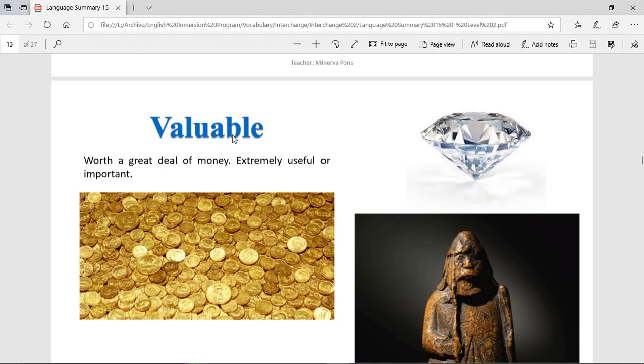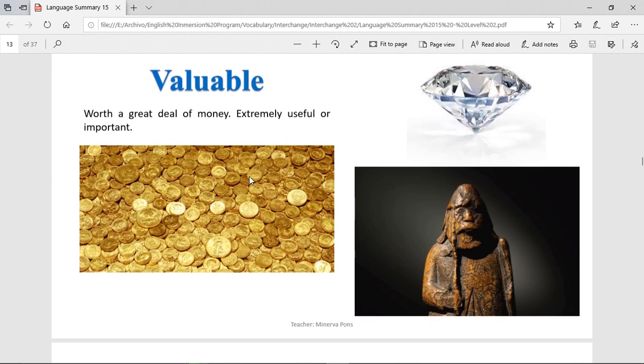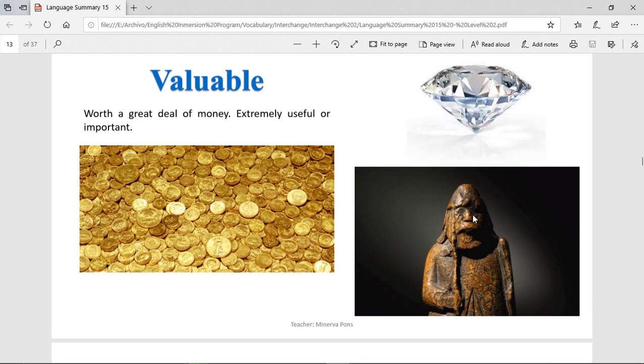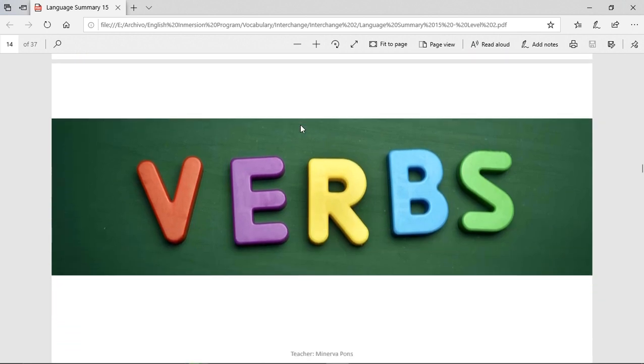Okay, valuable. Worth a great deal of money. Extremely useful or important. Something valuable is something that has a lot of value, basically. Maybe it's a diamond, maybe it's money, maybe it's a statue that is really important. All of these are valuable. Let's see some verbs.